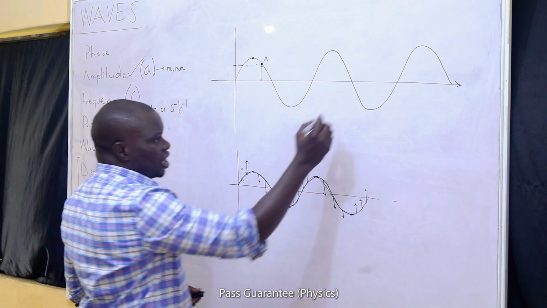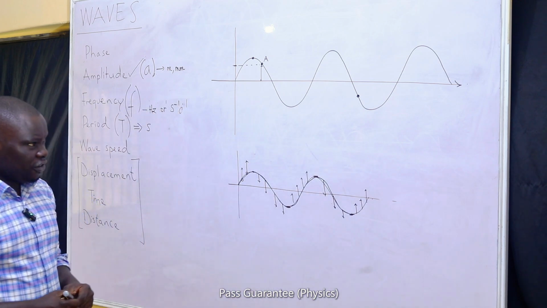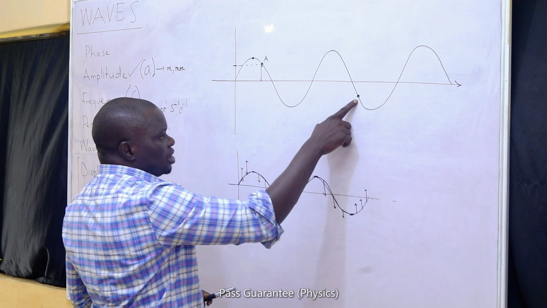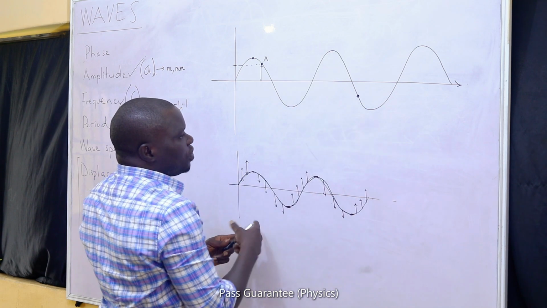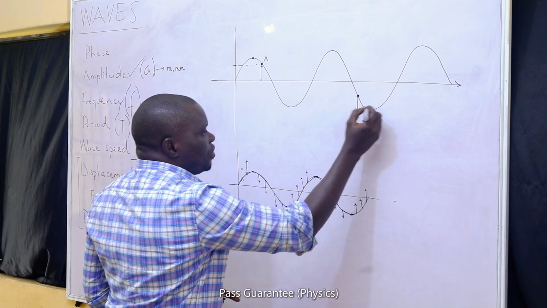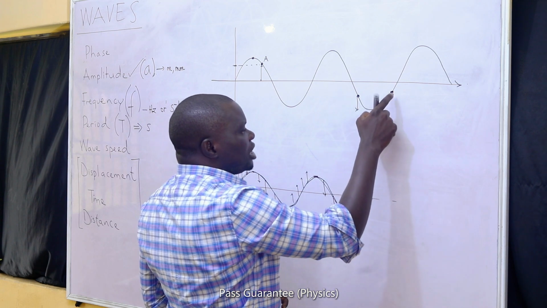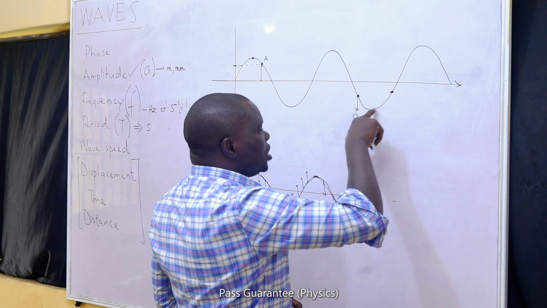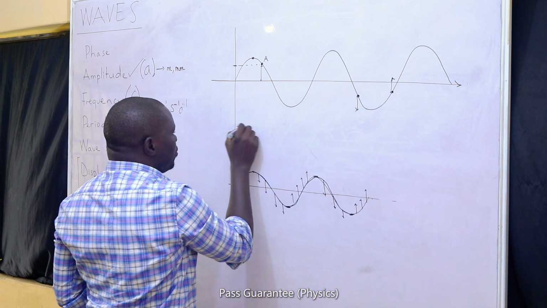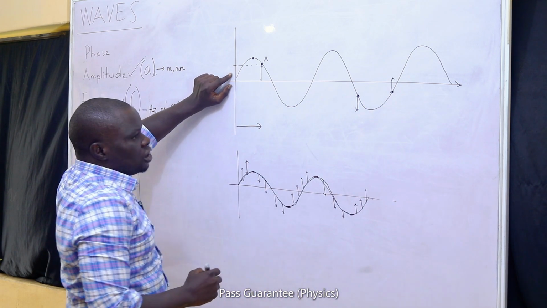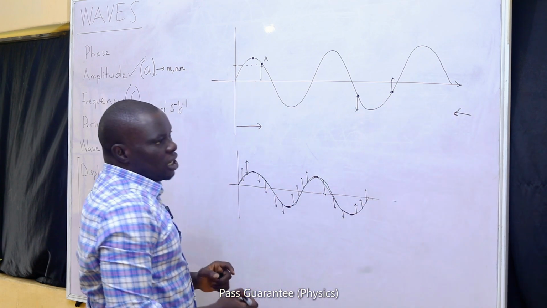If I ask you for the direction of this point, you don't need to be confused about that, since this point is placed between a crest and a trough. It is definitely downward. If I ask you for this point, since this point is placed between the trough and the crest, it is moving upward. Of course, I'm assuming now that we are moving from this point of origin. If we were to be moving from this point, you will get the opposite of that.